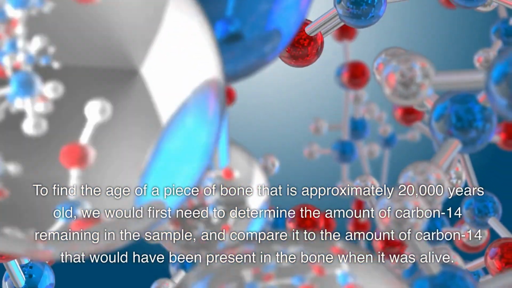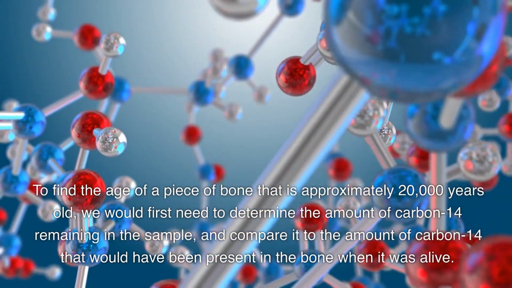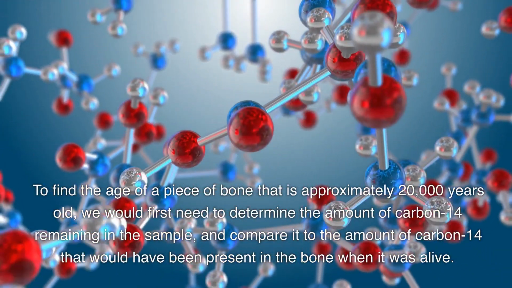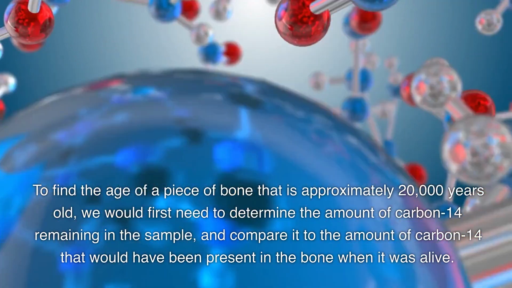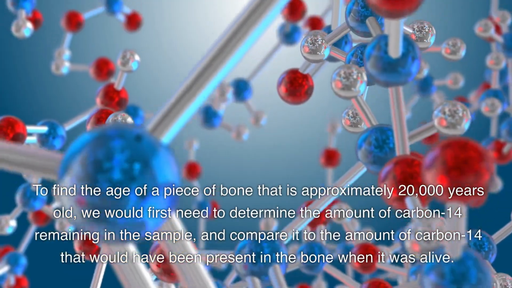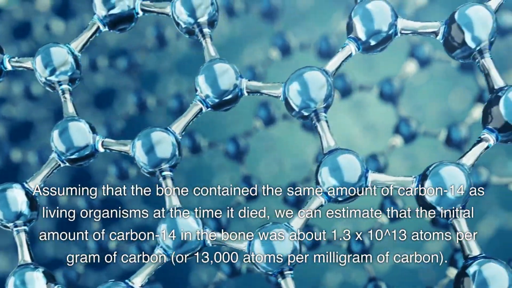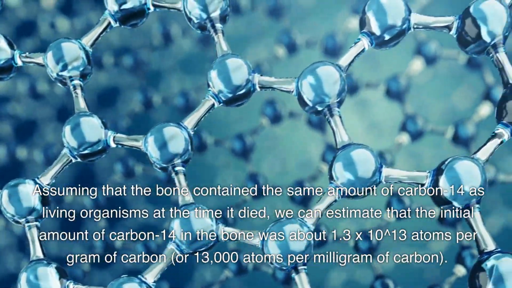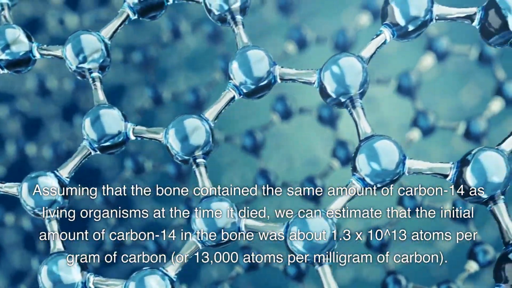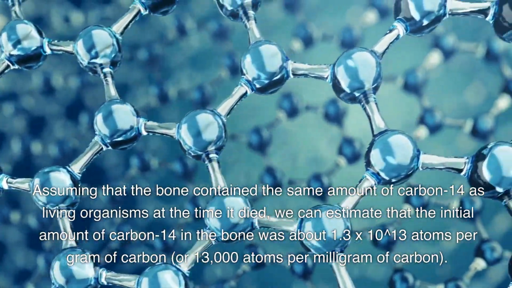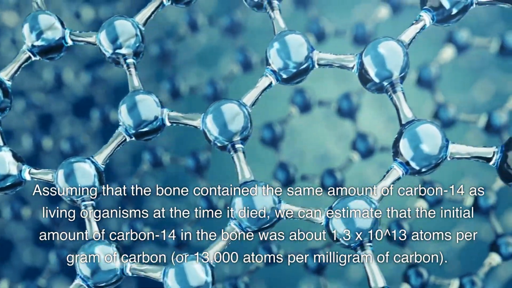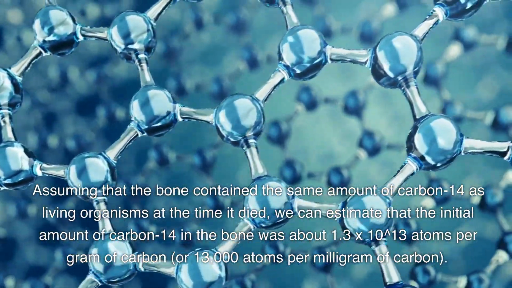To find the age of a piece of bone that is approximately 20,000 years old, we would first need to determine the amount of carbon-14 remaining in the sample, and compare it to the amount of carbon-14 that would have been present in the bone when it was alive. Assuming that the bone contained the same amount of carbon-14 as living organisms at the time it died, we can estimate that the initial amount of carbon-14 in the bone was about 1.3 by 10 to the power of 13 atoms per gram of carbon, or 13,000 atoms per milligram of carbon.